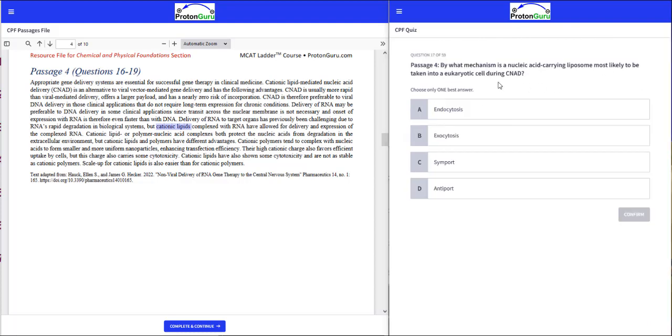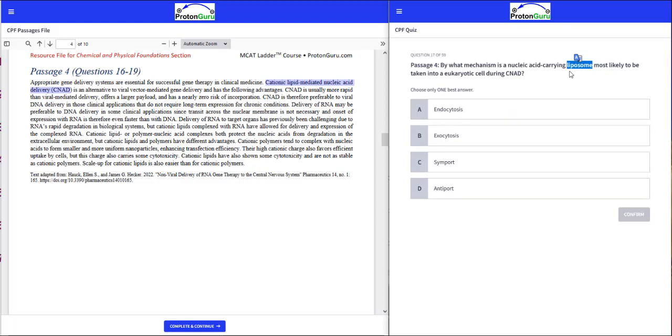The next question asks us by what mechanism is a nucleic acid carrying liposome most likely to be taken into a eukaryotic cell during CNAD. CNAD is their abbreviation for cationic lipid-mediated nucleic acid delivery. So we look at these different processes. Well, exocytosis is transport out of the cell. Symport and antiport refer to transport that involves specific channels that transport small molecular entities.